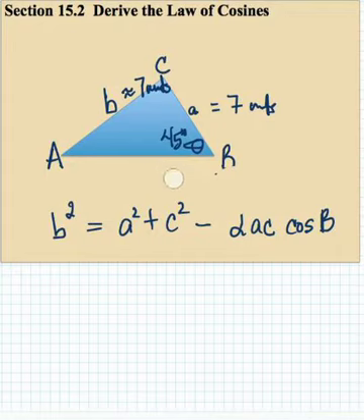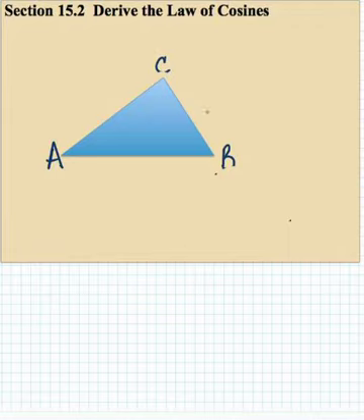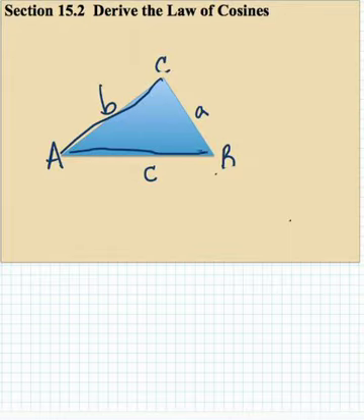Now, what happens if, instead of this angle right here, let's just redo this real quick. Opposite A, I have A. Opposite C, I have C. And opposite B, I have B. What happens if I know B, I know the length C, and I know the included angle right here, A? We'll call it theta, but it's really angle A, right? You see that?